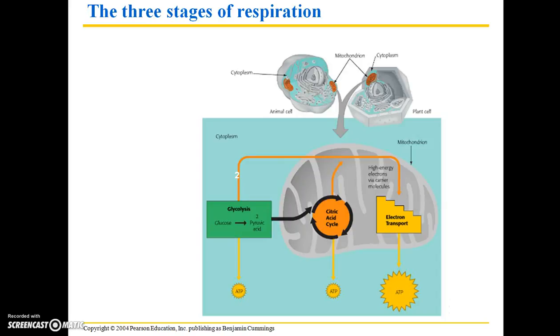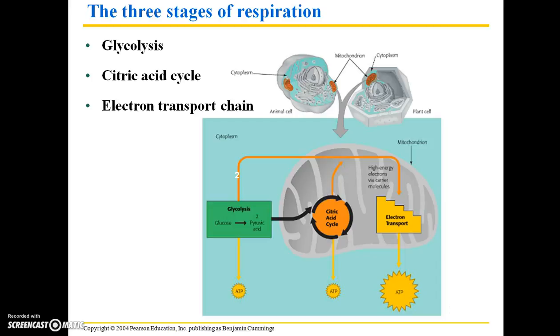The three stages of respiration: we have glycolysis, the citric acid cycle, and the electron transport chain. And this grayish kind of brain-like looking structure here would be an individual mitochondrion, plural of course, mitochondria, within one of your cells. This is the cytoplasm in that cell. And this just shows you where these processes take place. So glycolysis takes place within the cytoplasm.